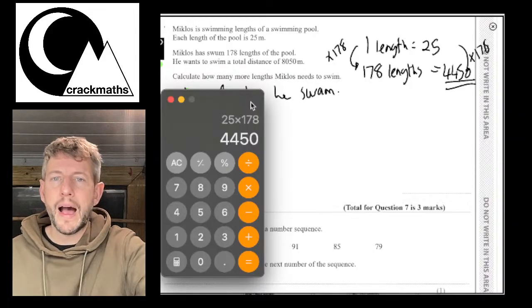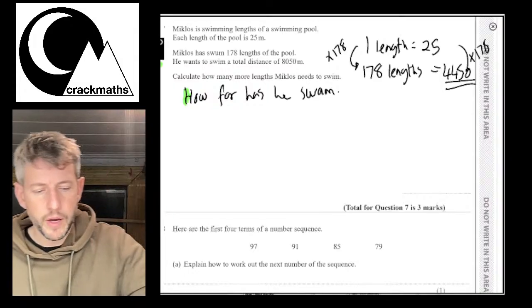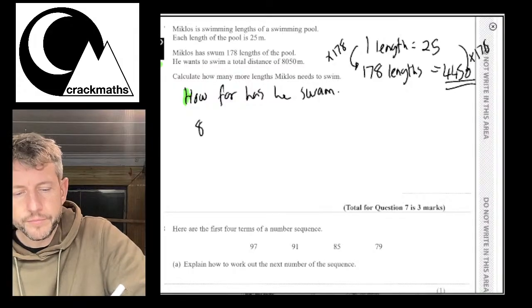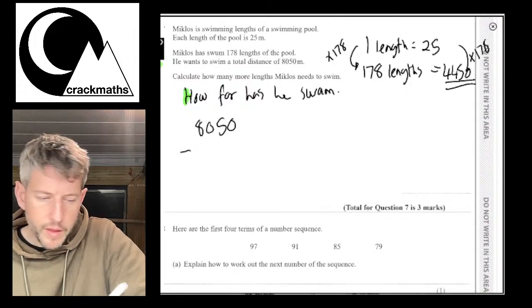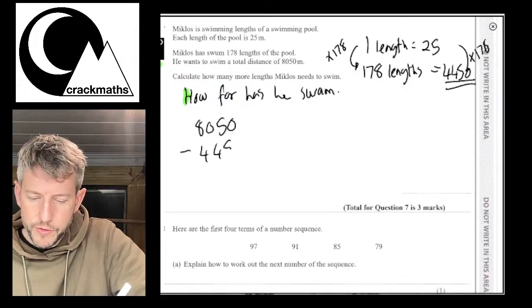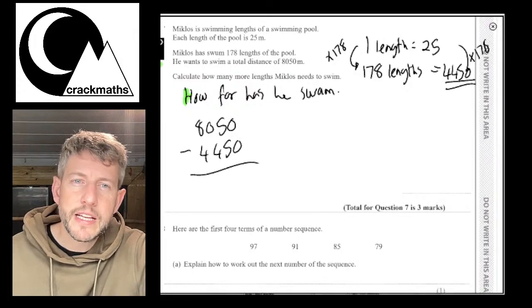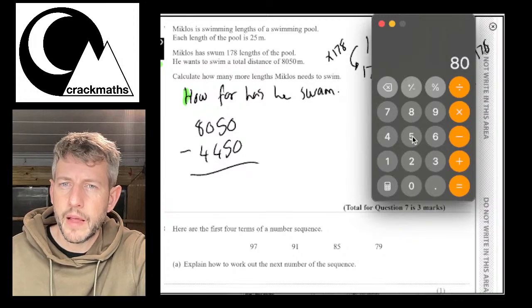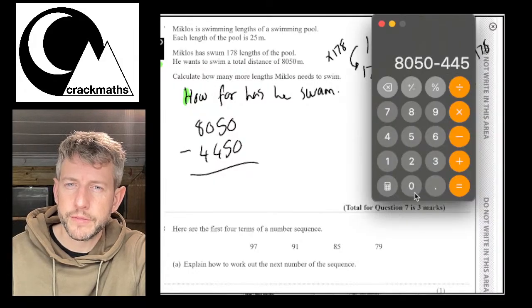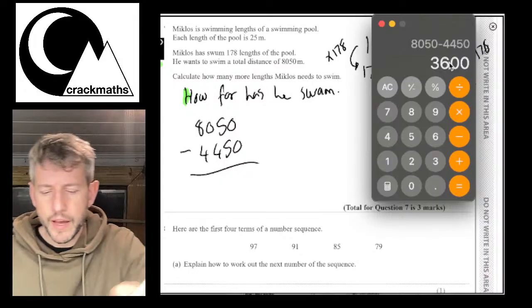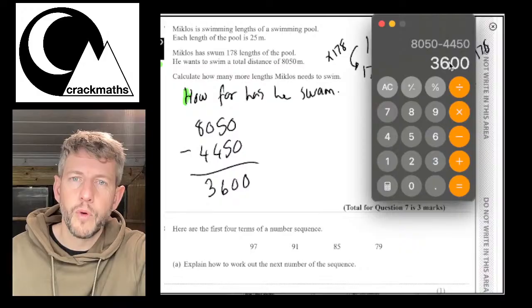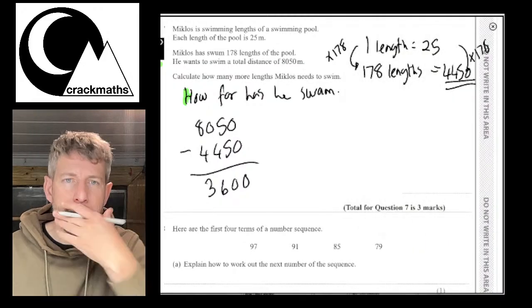Now let's work out how far he's got left to swim. So we're going to have to do 8,050 take away 4,450. And again, this is the calculator paper, so let me bring out the calculator again. 8,050 take away 4,450 is 3,600. Right, so this is how far he's got to swim.